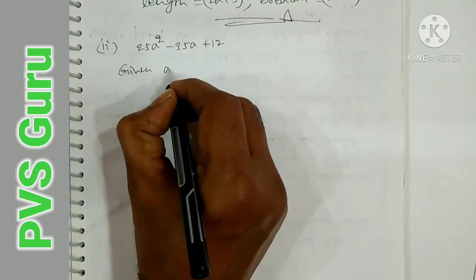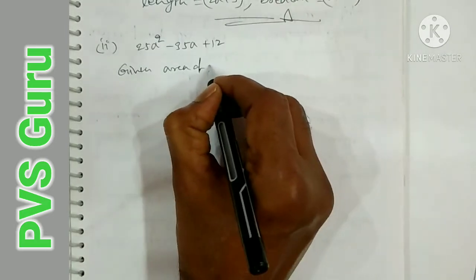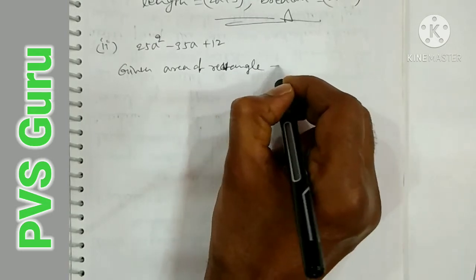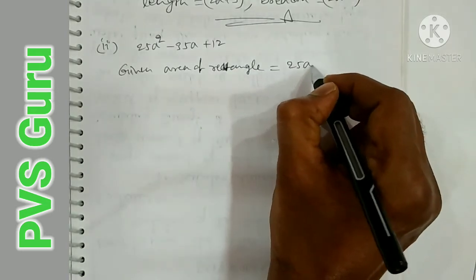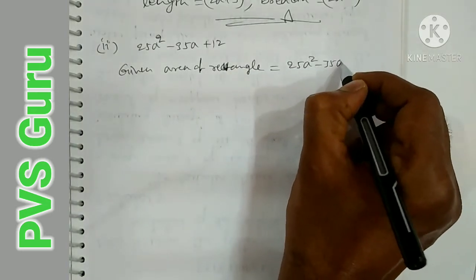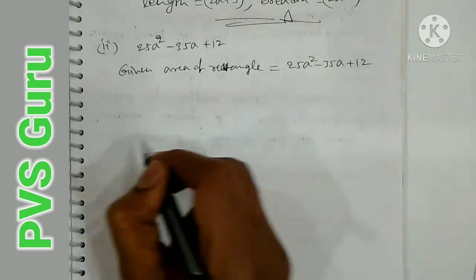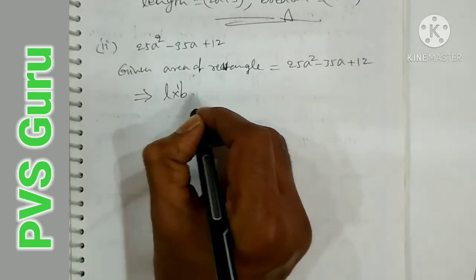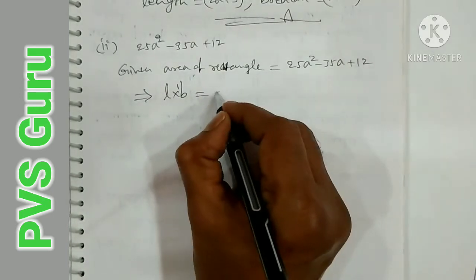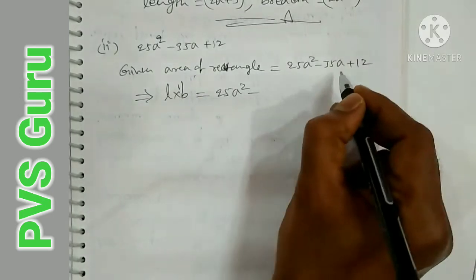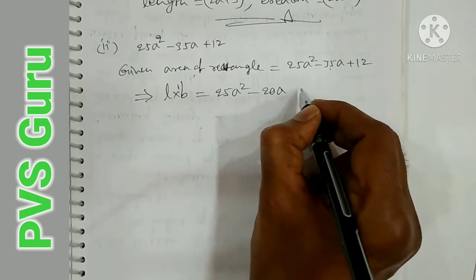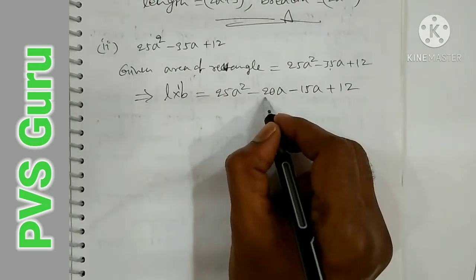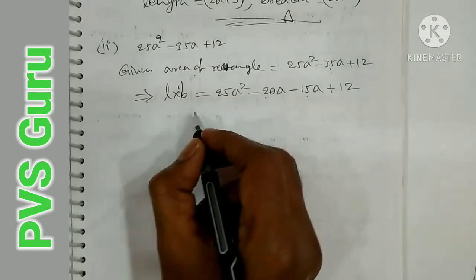Given second bit, area of rectangle is equal to 25a square minus 35a plus 12. Area of the rectangle is equal to length into breadth. This one you write down: 25a square, minus 20a minus 15a plus 12. Minus 20 minus 15 is minus 35.